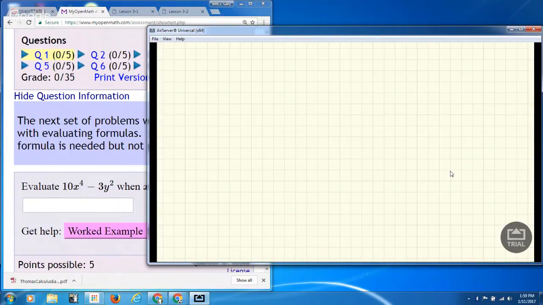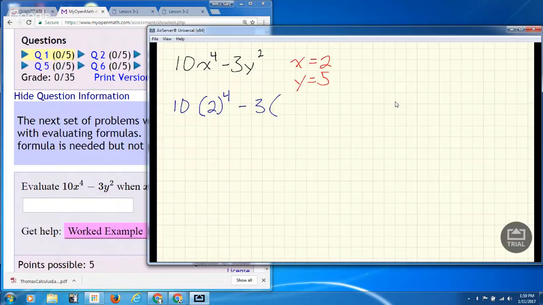Okay, so we have the formula 10x to the 4th power minus 3y to the 2nd. And we're given that x is equal to, I think it is 2, when y is equal to 5. Is that true? Yeah. When we're doing substitutions, we always want to be safe and use parentheses. So I would rewrite this as 10 parentheses 2 to the 4th, minus 3 parentheses 5 to the second.